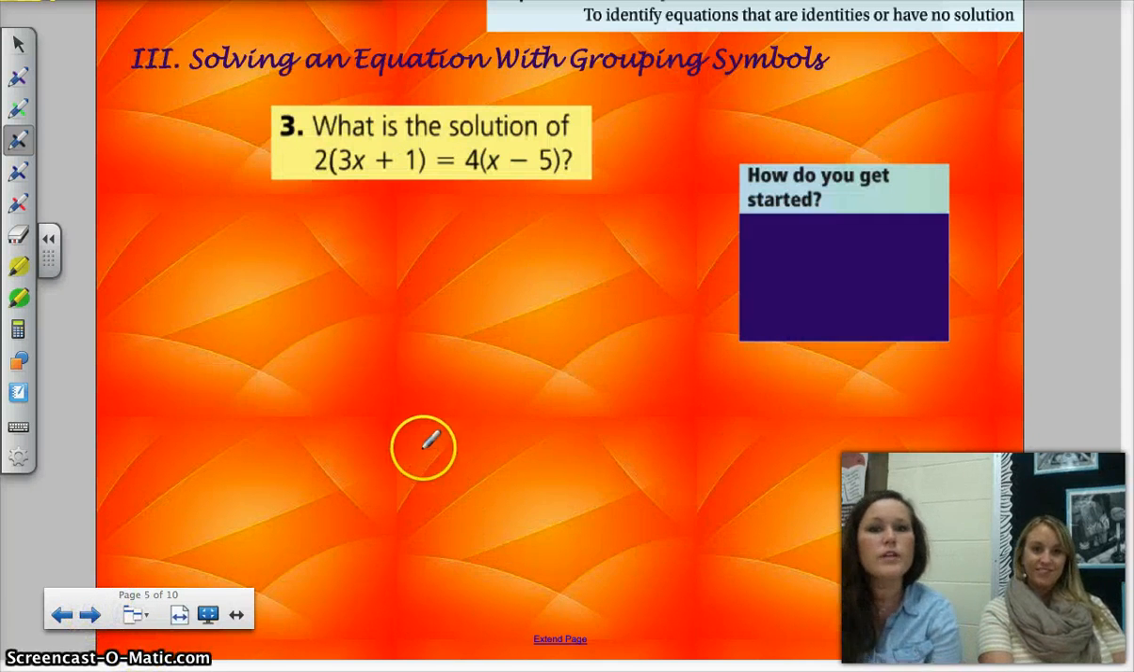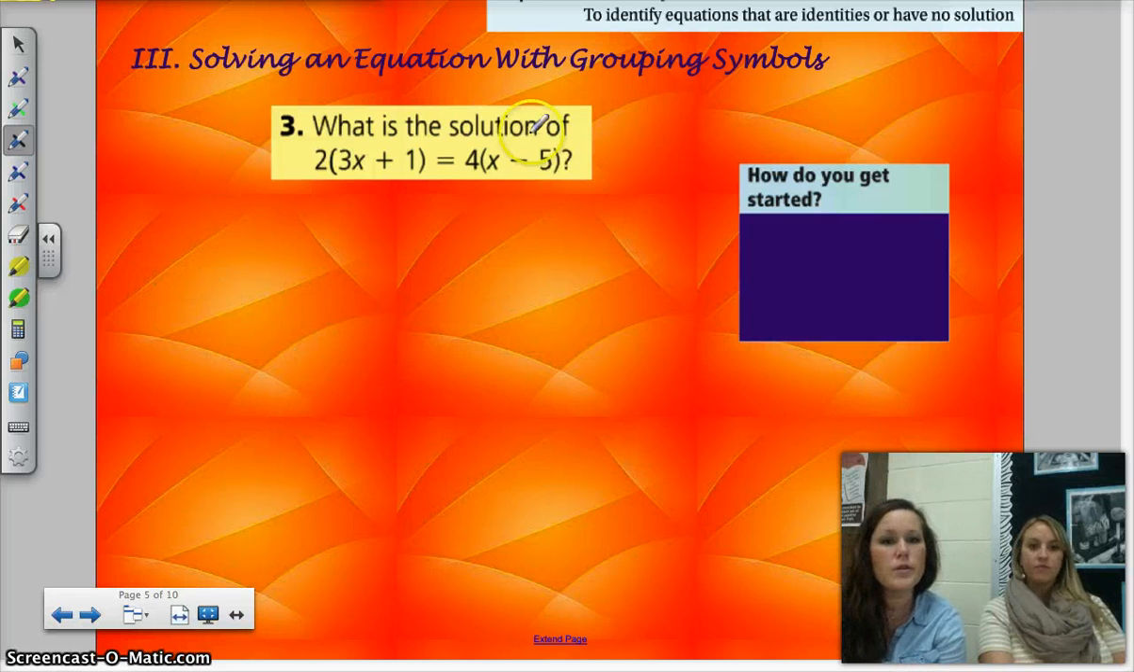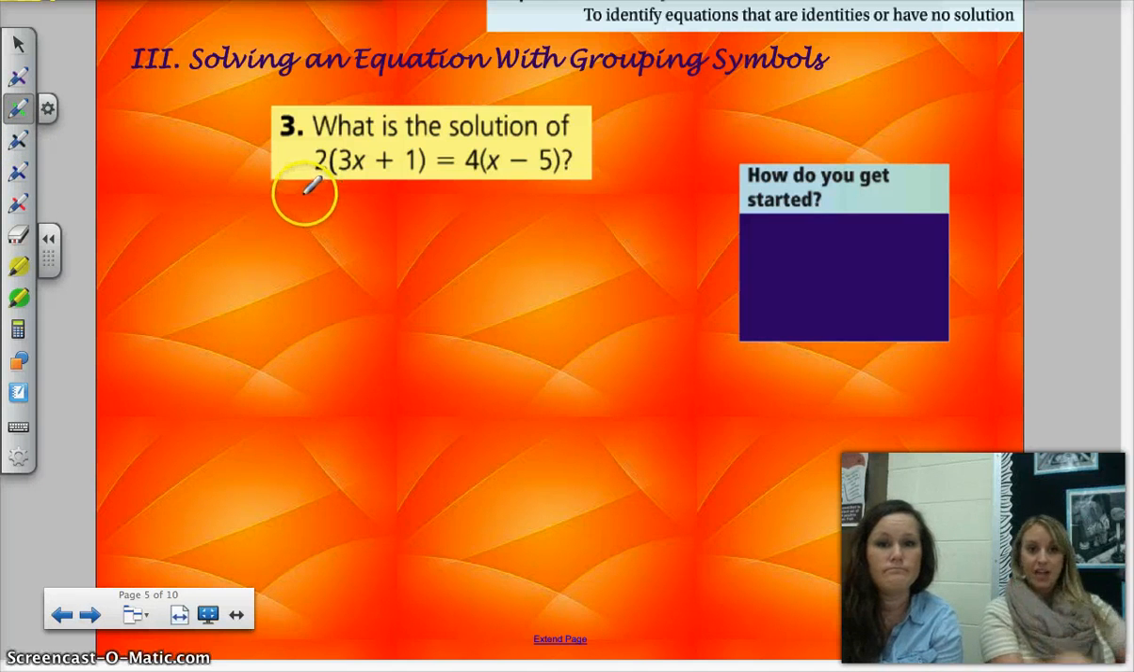All right, solving an equation with grouping symbols. So the first thing we're going to do is get rid of the grouping symbols, right? So you should see parentheses, and you should have a red flag going off that you need to use the distributive property. Because you have a variable on the inside, you need to get that outside guy in there. So distribute him in.